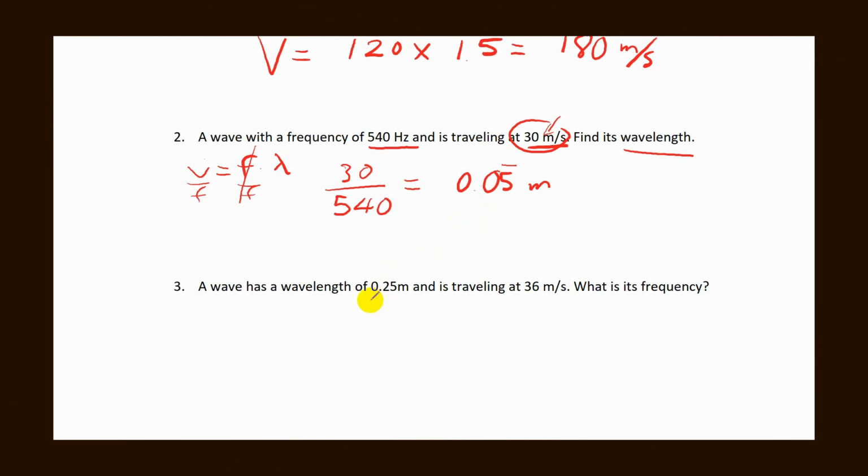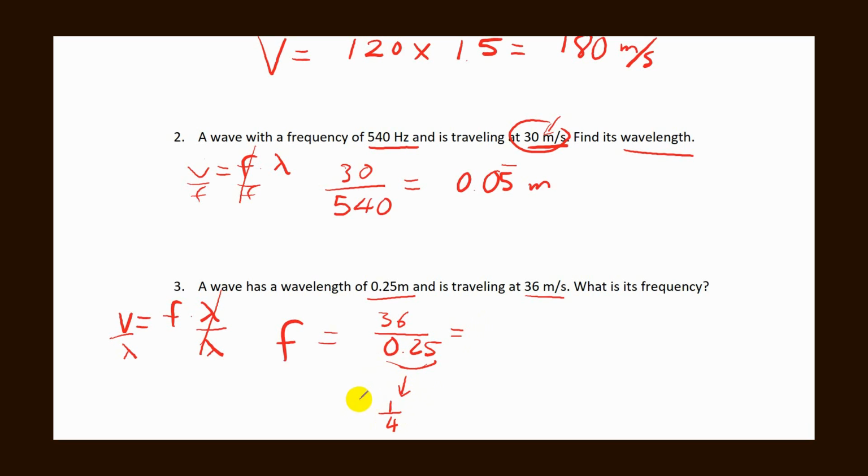Next one, we have a wavelength of a quarter meter, and a speed of 36 meters per second. We're looking for frequency. To isolate the F by itself, we divide by the wavelength. So velocity over wavelength equals 36 divided by 0.25. In this case, 0.25 is equal to 1/4.